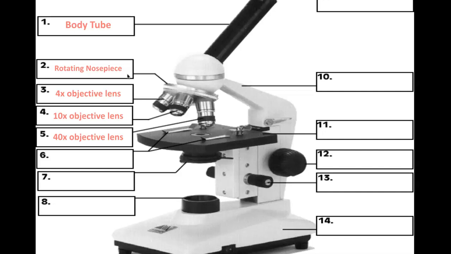Whenever we start looking at any type of specimen under the microscope, we will always start with the 4x objective lens. Do not ever start with a 10 or 40x objective lens. So the very first thing that you should do upon entering the lab today is make sure that the 4x objective lens is the one that is in the down position for viewing.